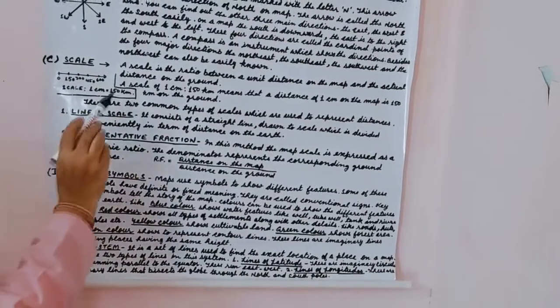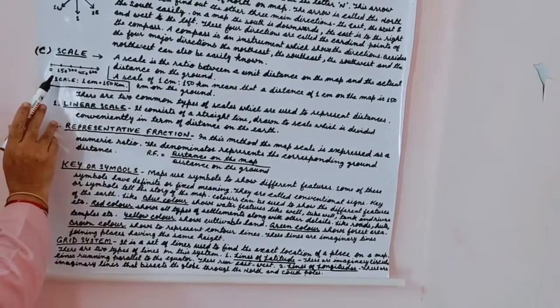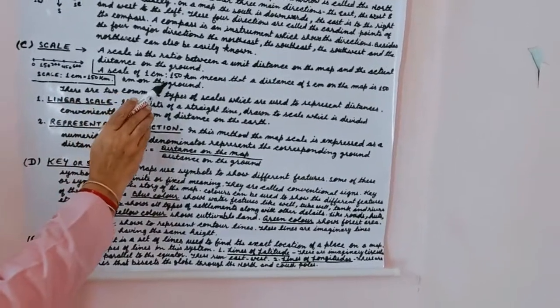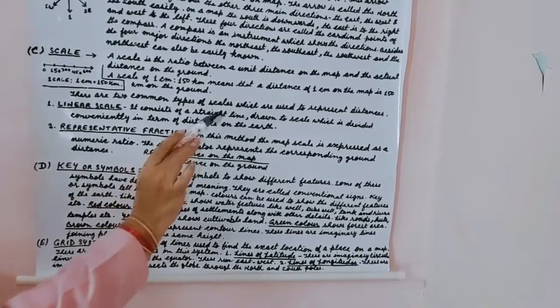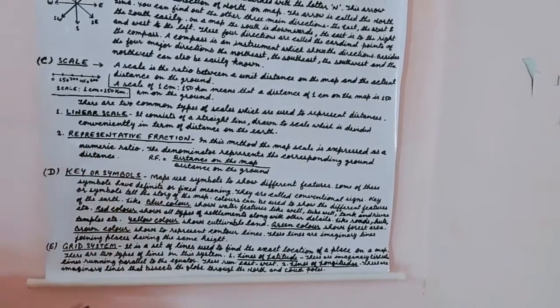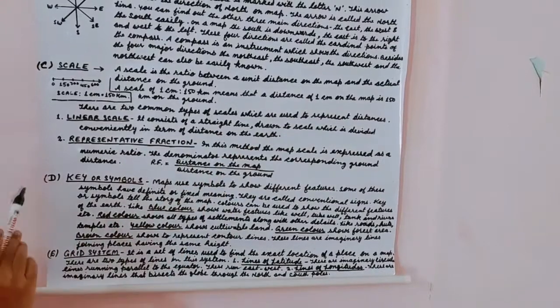C. Scale. A scale is the ratio between a unit distance on the map and the actual distance on the ground. You can see the diagram here. A scale of 1 centimeter to 150 kilometers means that a distance of 1 centimeter on the map is 150 kilometers on the ground. There are two common types of scales which are used to represent distances.